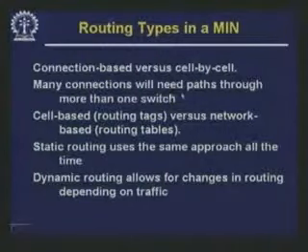Many connections will need to pass through more than one switch. So, cell based, that means routing tag, versus network based, which is routing tables. If you have tags it is faster, if it is table it is slightly slower, and as I said, static routing uses the same approach all the time. Dynamic routing allows for change in routing depending on the traffic.